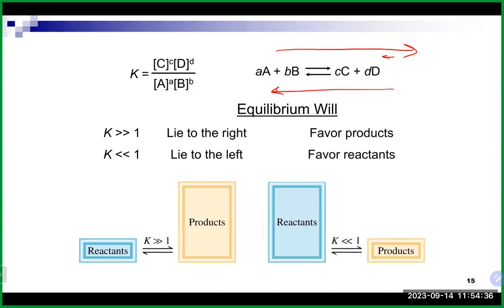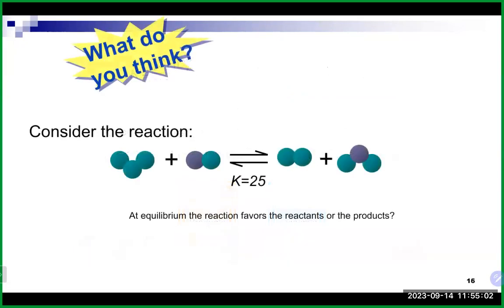We'll do some calculations later in the semester where we say, well, this thing is really large, so we're just going to assume it's all going that way. Or this thing's really small, so we could assume we're not really making much product. We have basically reactants hanging out there. So the value we see on certain equilibrium constants does play a role in how we do some of the math and calculations a little bit later on. Any questions on that?